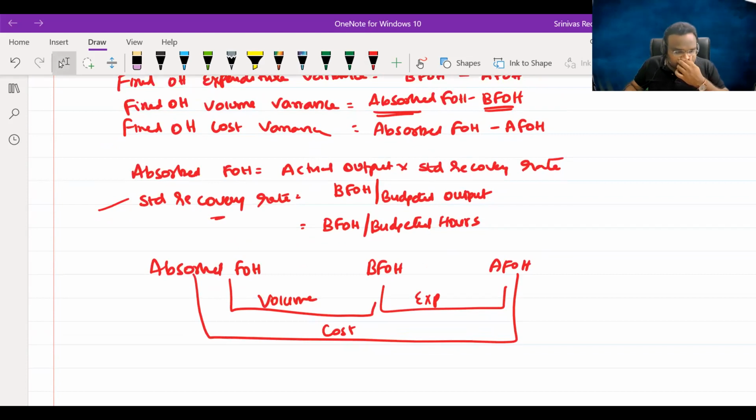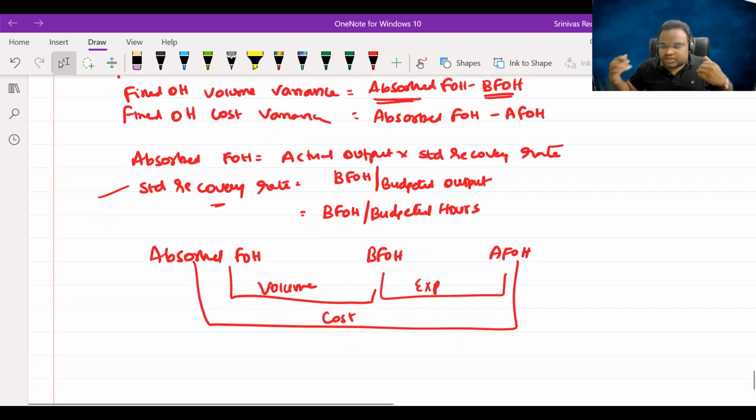This is all okay when you do not have any effect of efficiency, when you do not have any effect of calendar or capacity. That I will discuss in the next question. Clear? Please repeat with me. Sir, in the question, first you try to take out budget fixed overhead. Actual fixed overhead should be given in the question. Difference of these two would be which variance? Fixed overhead expenditure variance. Now I need to calculate absorbed fixed overhead. Absorption is based on actual output, into standard recovery rate: budget fixed overhead divided by budget output.